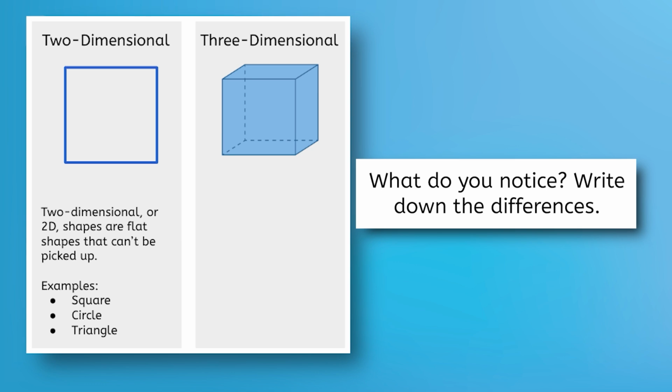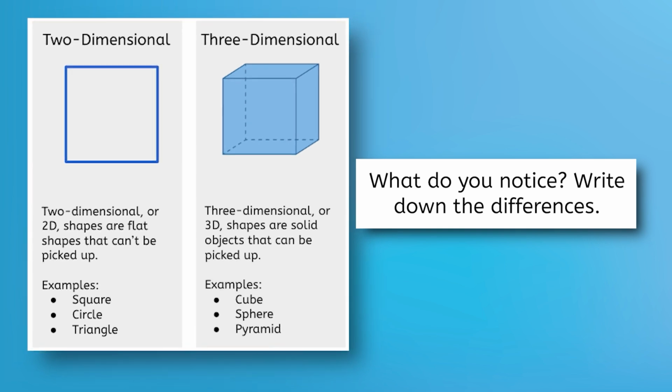Two-dimensional, or 2D shapes, are flat shapes that can't be picked up. Squares, circles, and triangles are some additional examples. Three-dimensional, or 3D shapes, are solid. Because they're 3D, you can pick them up like a sphere, cylinder, or pyramid.